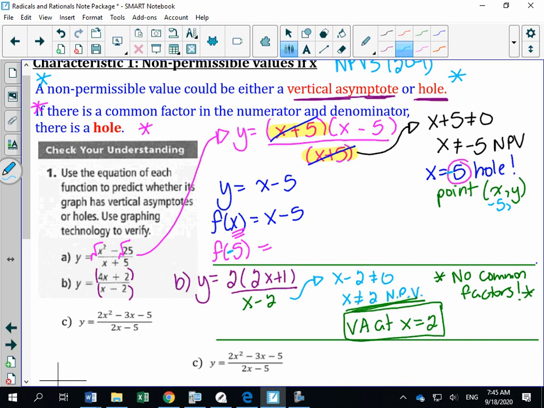So let's do f of negative 5. And to find out where the y value is, you substitute out x and you plug in your negative 5. So negative 5 minus 5. My hole is going to be at negative 10. So on my graph, and I'll show you when we graph this, there's going to be a literal hole in my graph at x is negative 5 and y is negative 10. That is going to be where the hole in the graph is. Okay, so what do I mean by there's a hole in the graph?